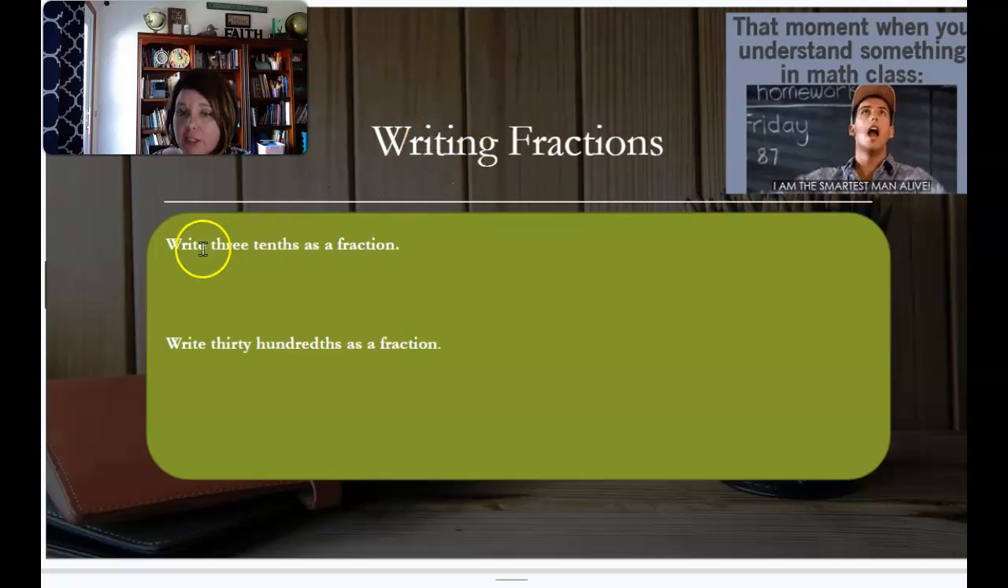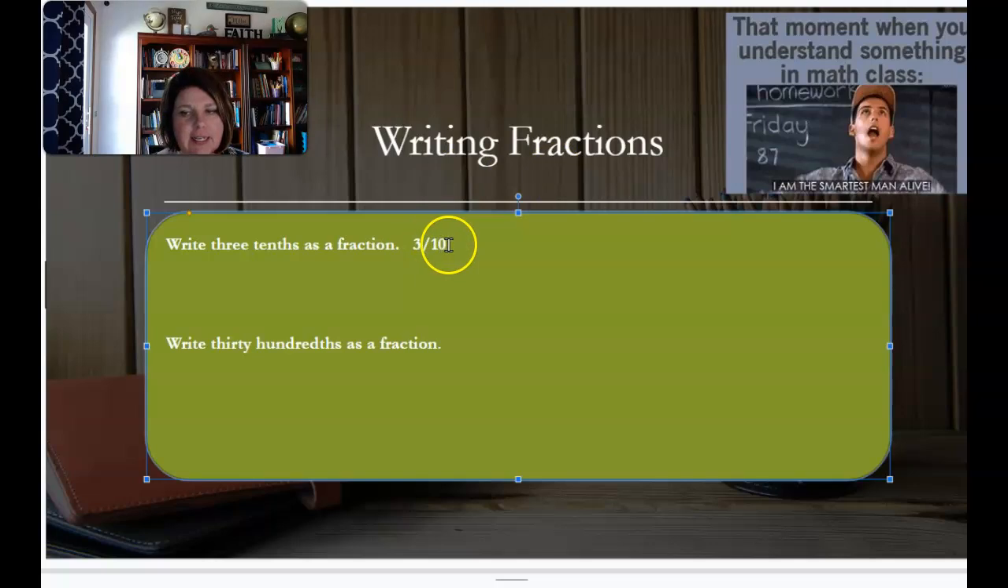Let's write fractions and decimals. The first says write 3/10 as a fraction. So 3/10 as a fraction is a 3 in the numerator position and a 10 in the denominator position. That is 3/10 as a fraction.